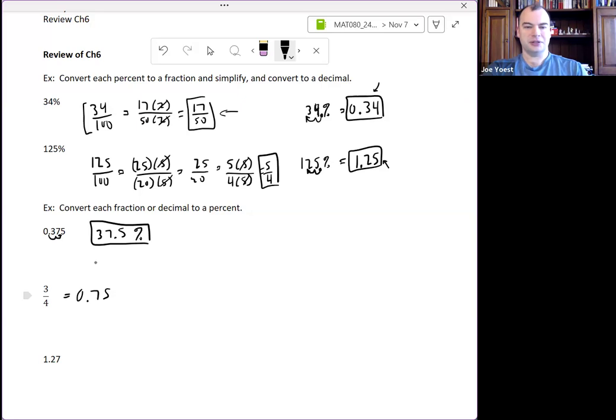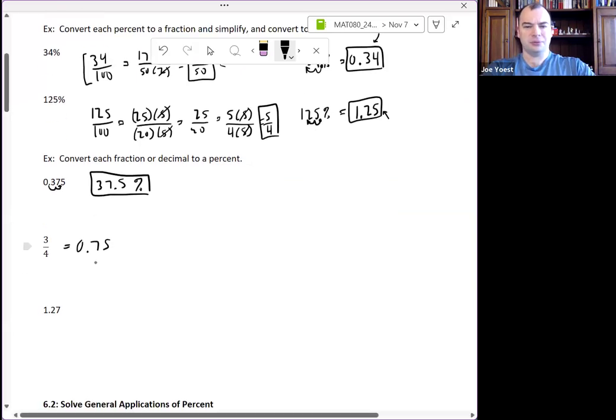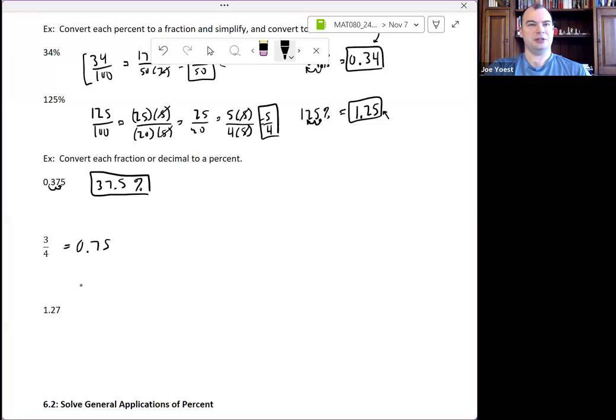For 3/4, there are two approaches here, I suppose. One is to go the decimal route, turn 3/4 into a decimal. You might just recognize that 3/4 is 0.75, or you might do long division, 3.00, and then divide 4 into that, get 0.75. And then we can move the decimal 2 to the right to get 75%.